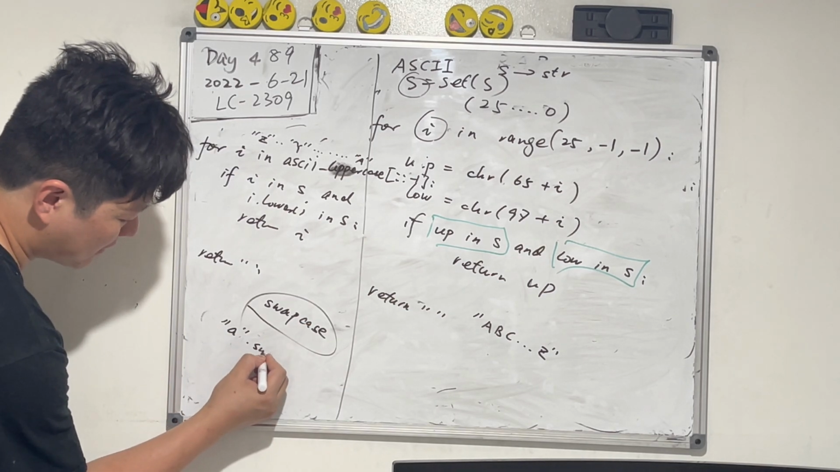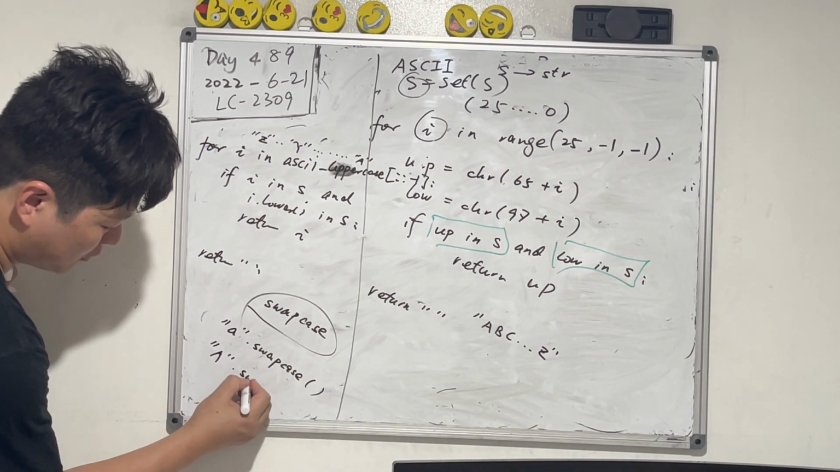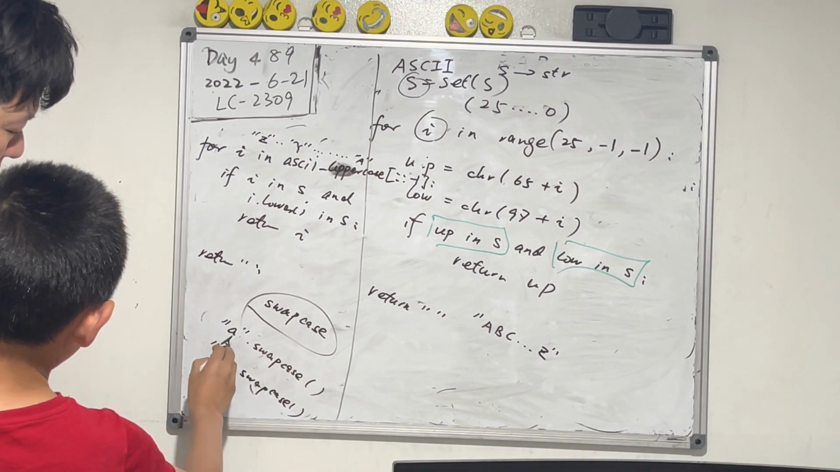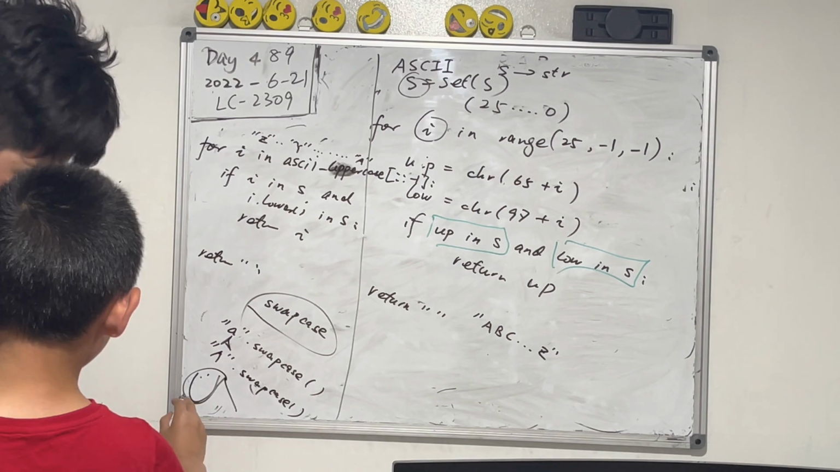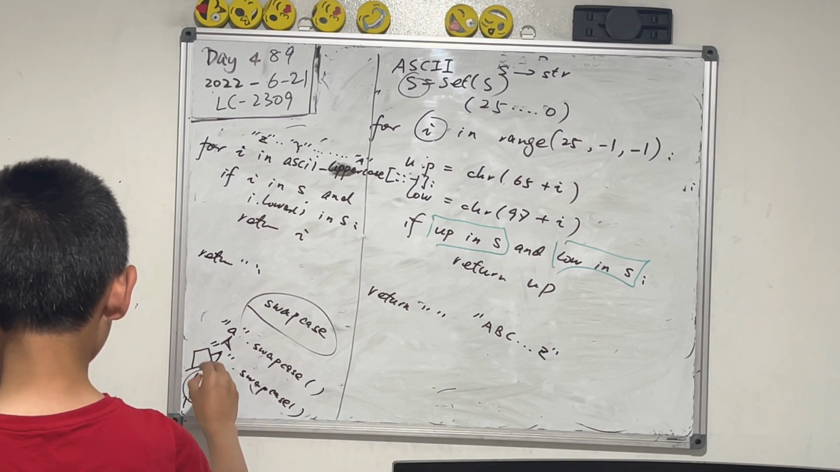Can you guess what swapcase means? Lowercase dot swapcase, what does it return? And uppercase dot swapcase becomes lowercase a. Yeah, that's what it basically means. If it's an uppercase A, swapcase makes it lowercase.